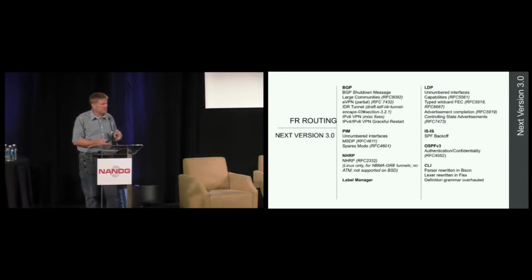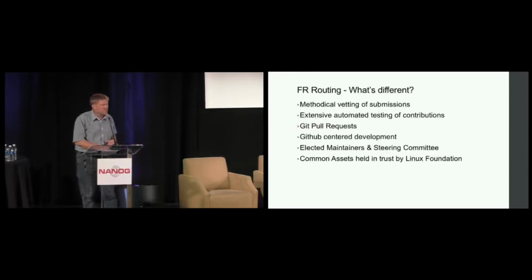And I would suggest that if you are looking in the space of open source routing stacks, free-range routing should be on your short list of things to look at, not only to play with, but to actually implement. We're talking to OpenBMP and to various other people as well about getting new features and new stuff pushed in here. So what's different about free-range routing is that there is actually a methodical vetting of submissions.